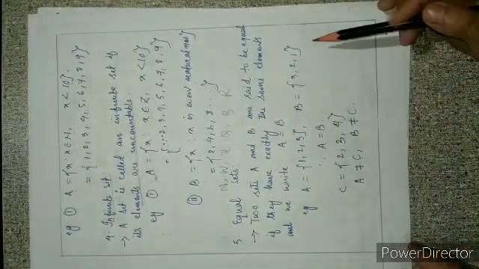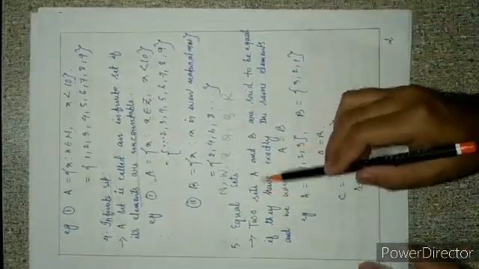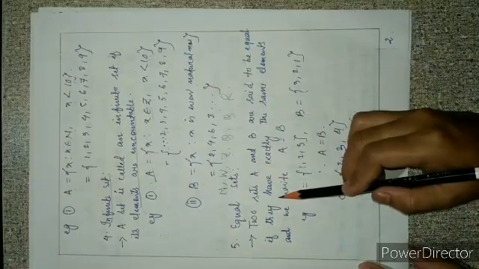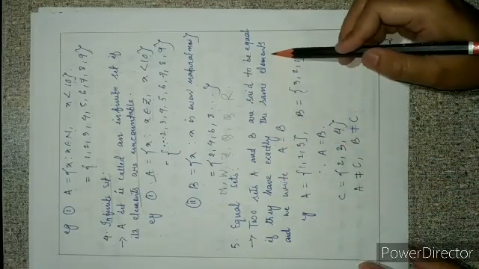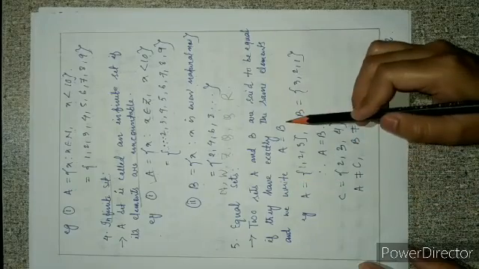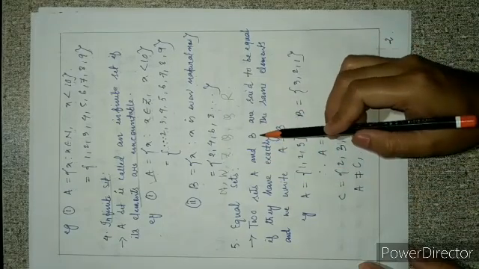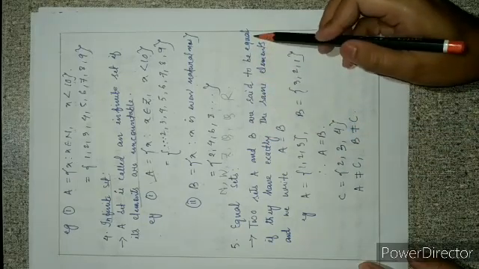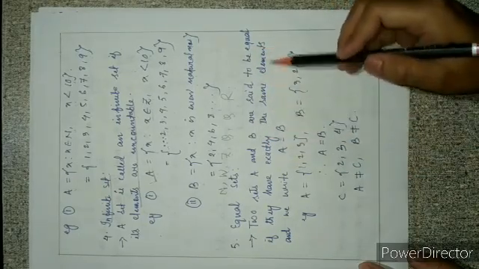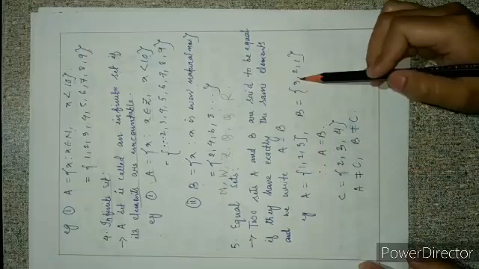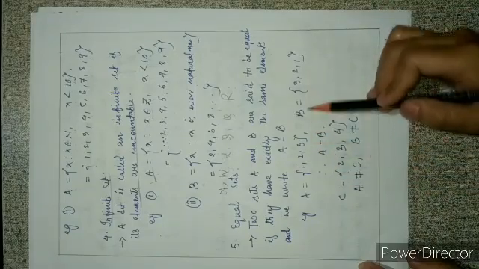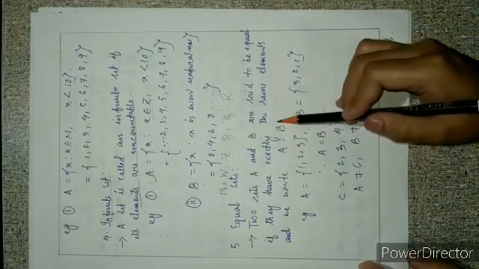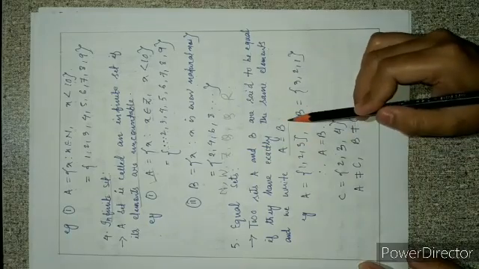Last type, equal sets. Two sets A and B are said to be equal if they have exactly the same elements, and we write A is equal to B. There are two given sets, set A and set B. These two sets are said to be equal if they have exactly the same elements. If the two sets are equal, then we write A is equal to B.